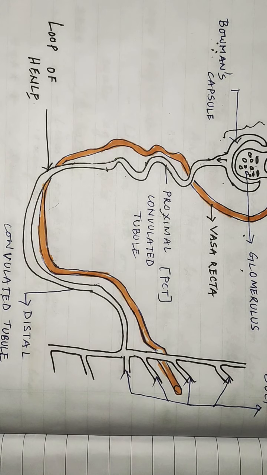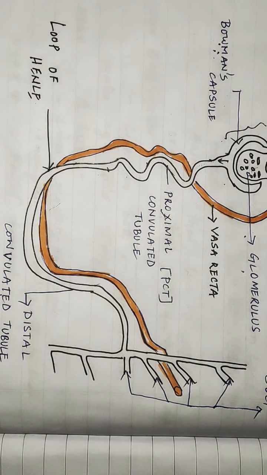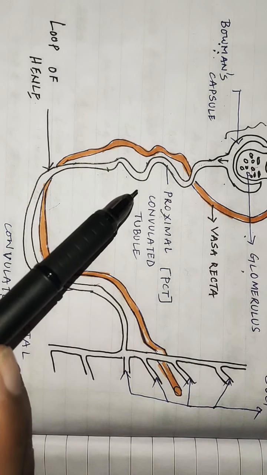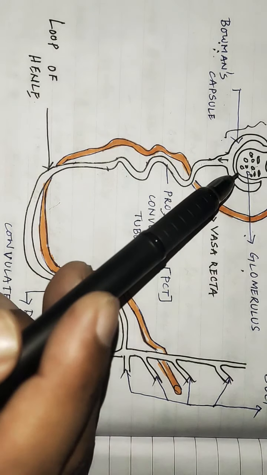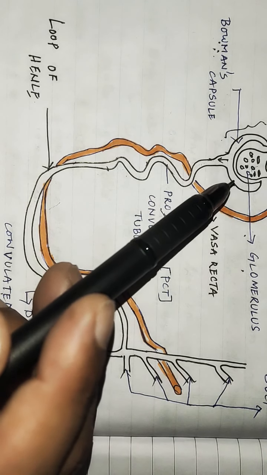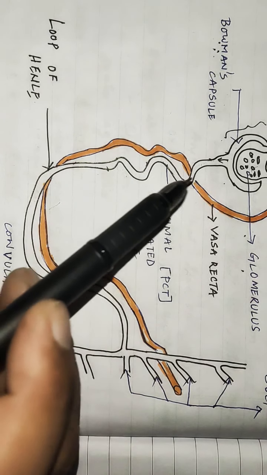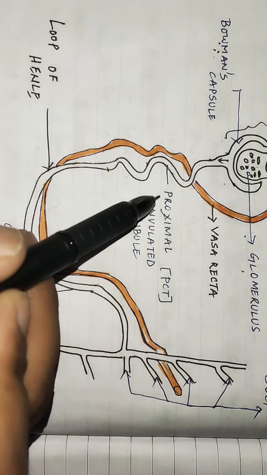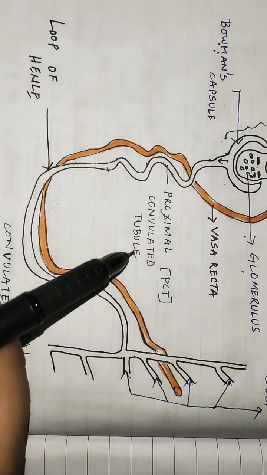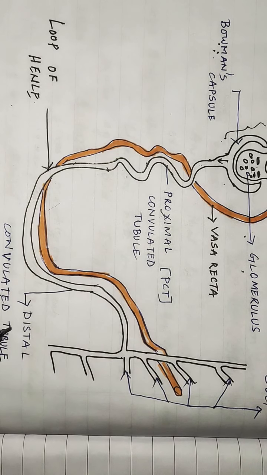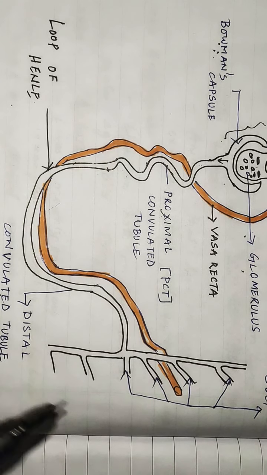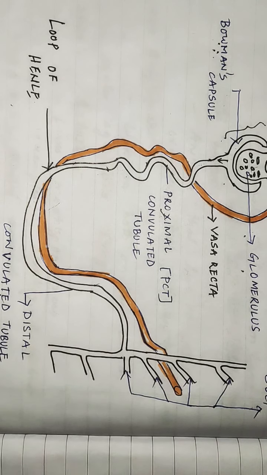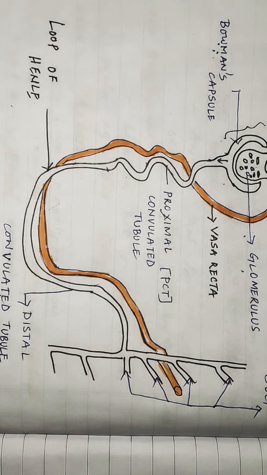Now let's learn about the renal tubule. Whenever you think of the renal tubule, the Bowman's capsule leads to a tubular coiled part known as the renal tubule. This has been further divided into the proximal convoluted tubule, loop of Henle, distal convoluted tubule, and collecting duct. So we'll start with the proximal tubule.